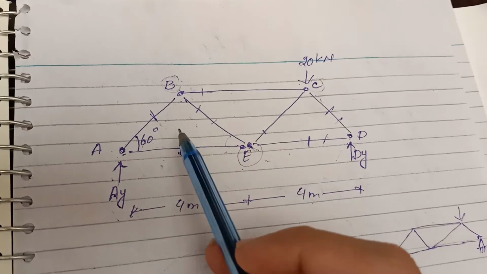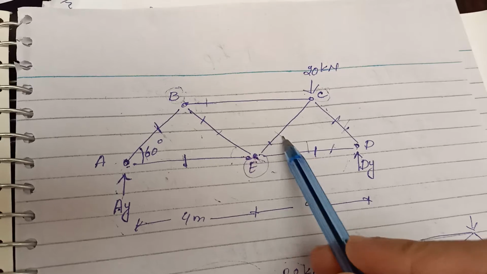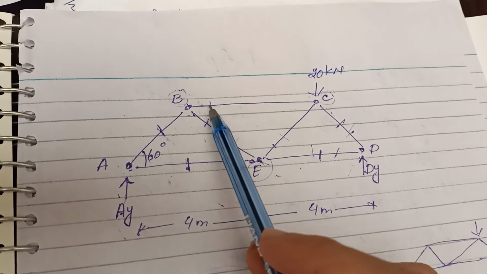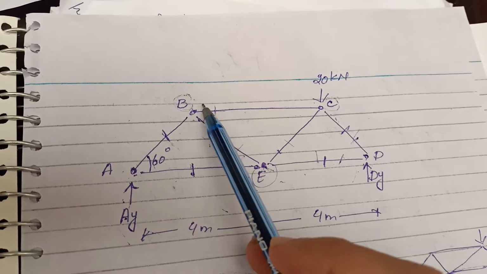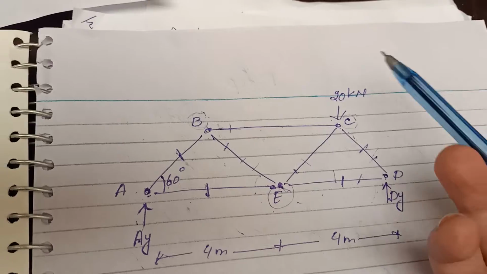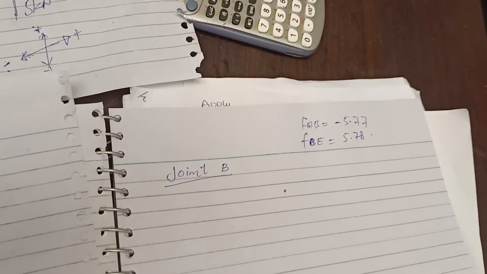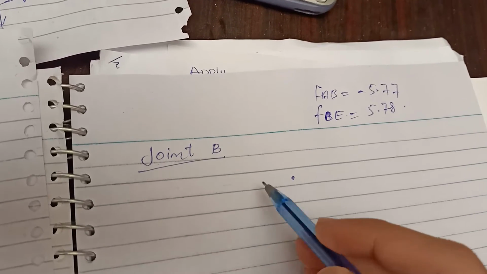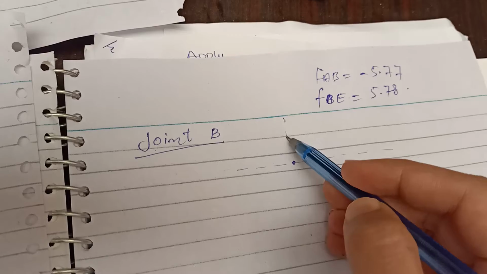Now you have seen that we have calculated all of these values 1, 2, 3, 4, 5, 6. Only one member is left. Now you can either use joint B or joint C. This is up to you. So I just use joint B. I just draw joint B like that. This is my arbitrary axis.